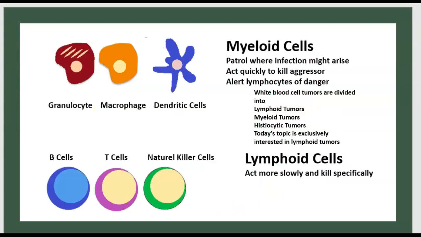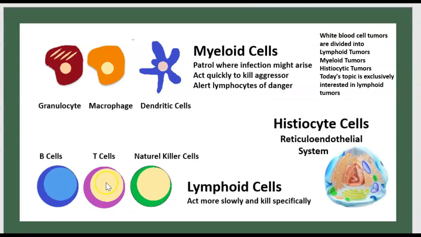White blood cell tumors are divided into lymphoid tumor, myeloid tumor, and histiocyte tumor. Today's topic is exclusively interested in lymphoid tumor. What are myeloid cells? Like granulocyte, macrophage, or dendritic cells. They patrol where infection might arise, act quickly to kill the aggressor, and alert lymphocytes of danger.